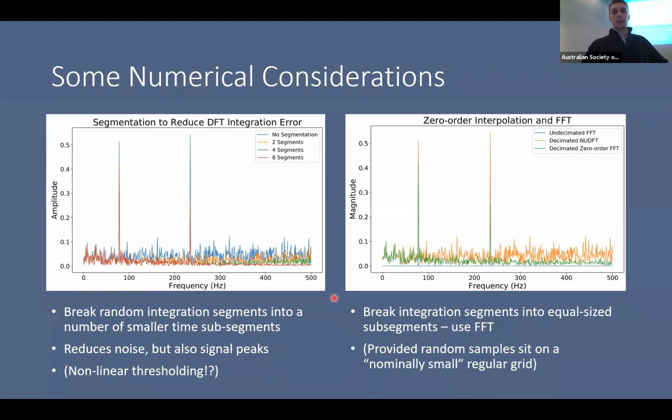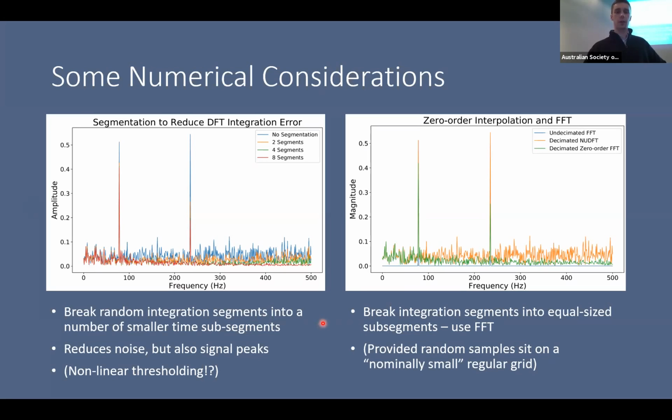How can we fix that? Well, we can try breaking up the random integration segments into a number of smaller subsegments. So that we see does reduce the noise, but it also reduces the signal peak. So we went down a bit of a rabbit hole looking at nonlinear thresholding to try and hug the shape of the noise, to try and include the signals while chopping out the noise, but that didn't really lead anywhere.